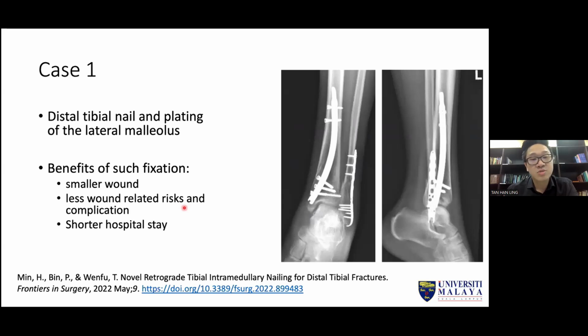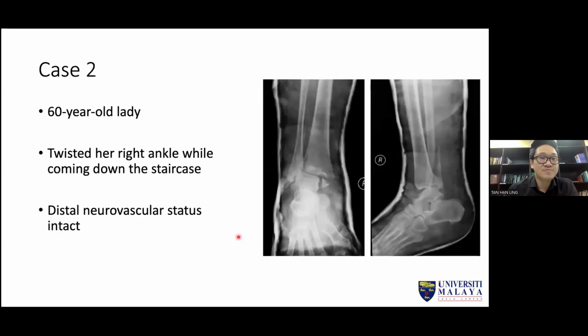Compared to a traditional fixation, the patient would require a long plate over the shin. The wound would be roughly around 5 to 7 and even up to 10 centimeter long. So since it's a smaller wound, there is lesser wound-related risk and complication, as well as shorter hospital stay. This implant was first reported in the year 2022 by Frontiers in Surgery. Those are the first few cases reported of usage of such an implant.